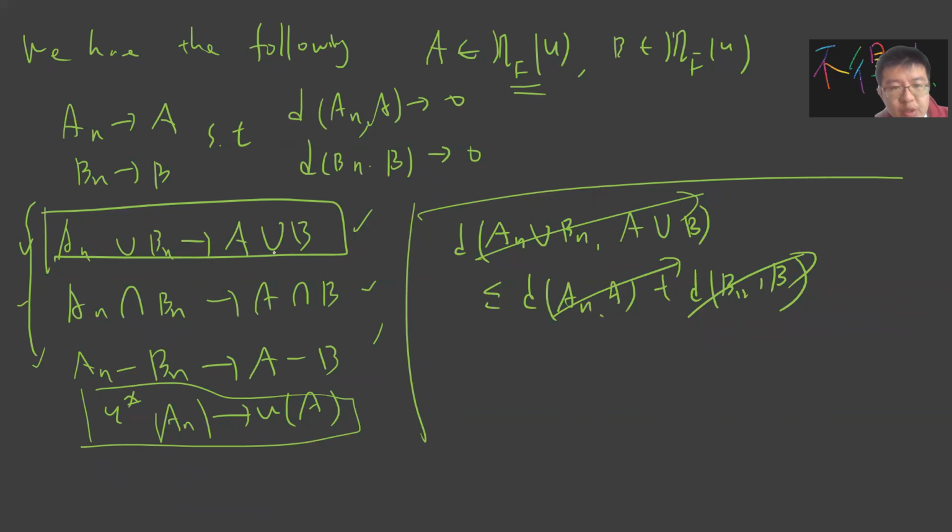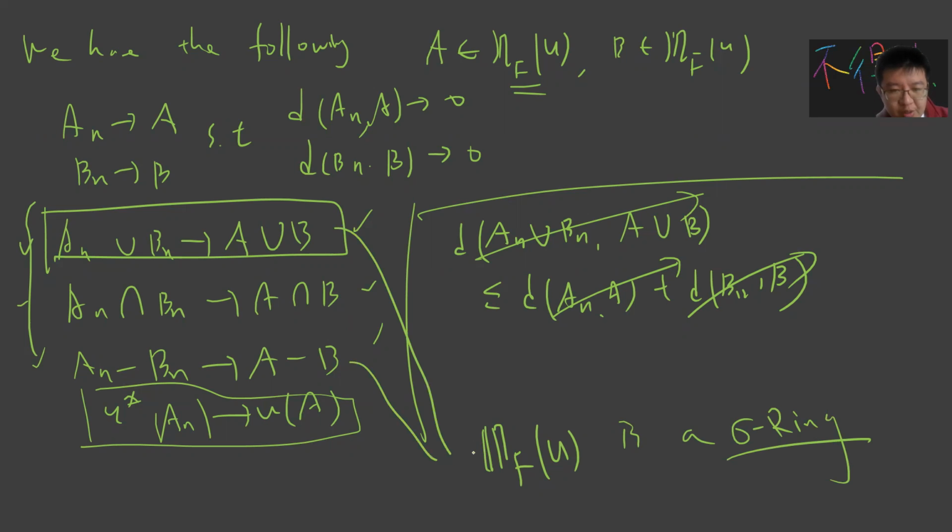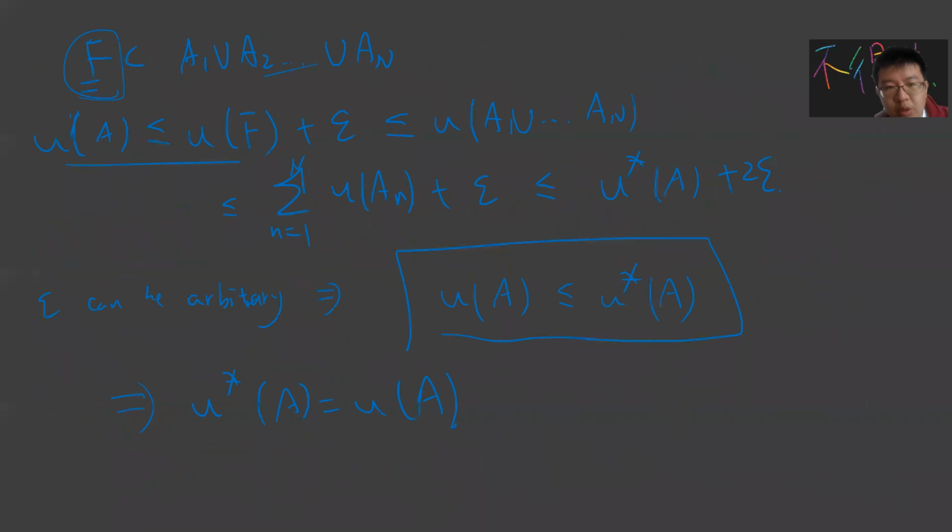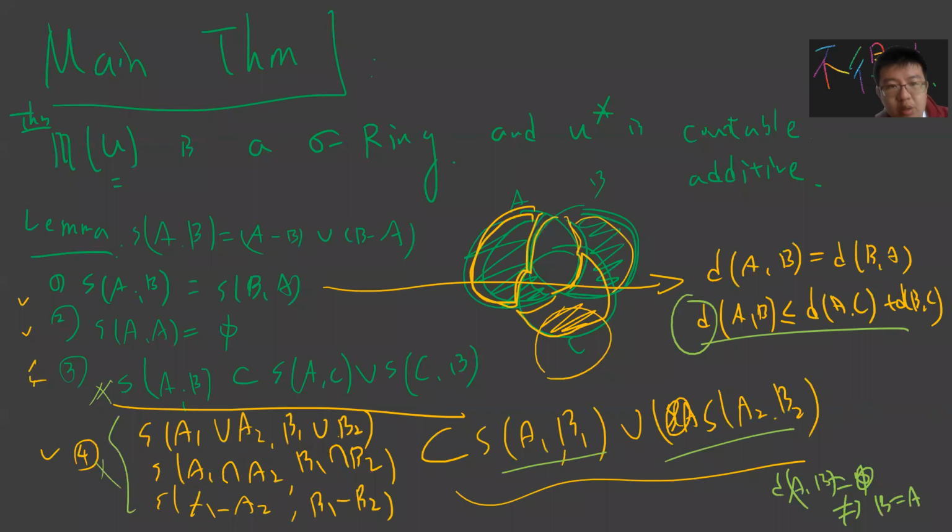So from these we know the union is okay, and the difference is okay. This proves that this finitely mu measurable set family is a sigma ring, due to these properties. Now I want to prove it's not just a sigma ring. We want to prove mu star is additive. We already showed that when this is finite, then this is a sigma ring, so let me just prove it's additive.